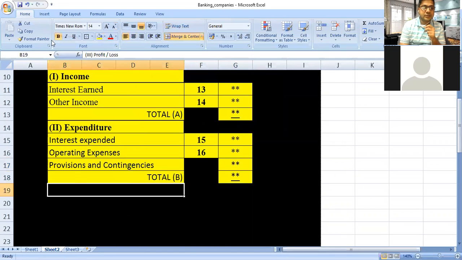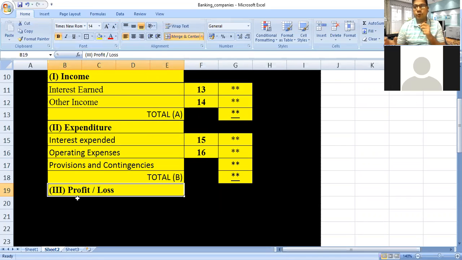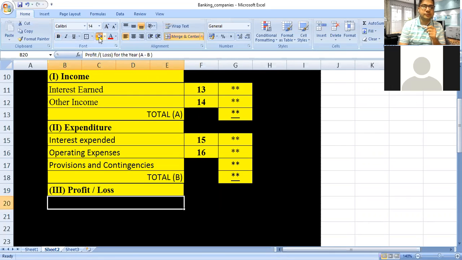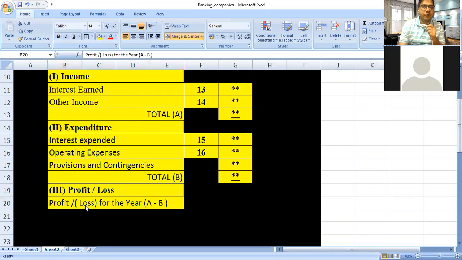Then friends, next is very important, that is number three. We have to find out profit or loss. Sometimes a bank can earn profit and sometimes it can suffer losses. So first of all, we should write here profit for the year.